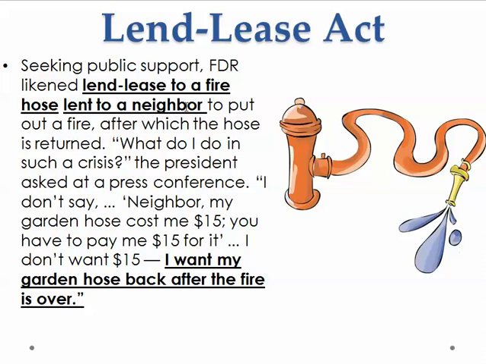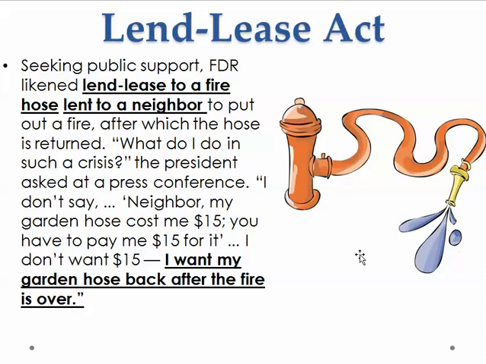And in this Lend-Lease Act speech, I don't have it recorded or anything, he likened it to putting out a neighbor's fire. And here's what he says: "What do you do in such a crisis?" The president asked at a press conference. "I don't say to my neighbor, my garden hose cost me $15. You have to pay me $15 for it. I don't want $15. I want my garden hose back after the fire is over."